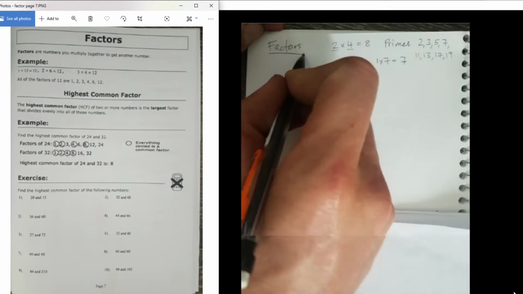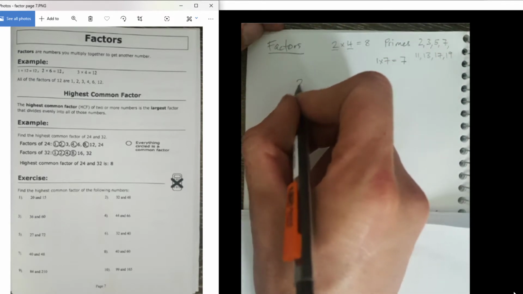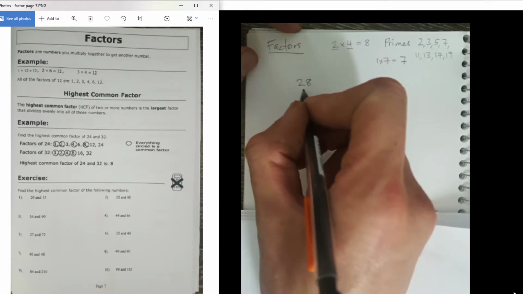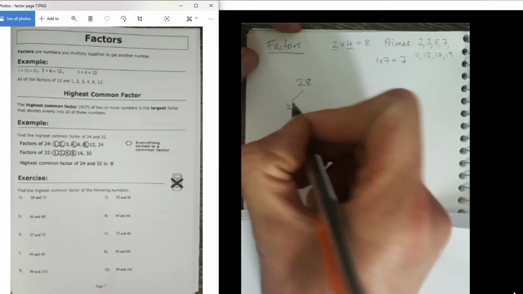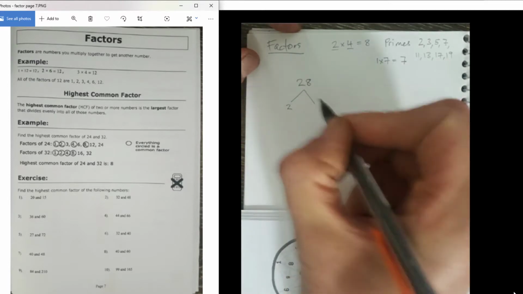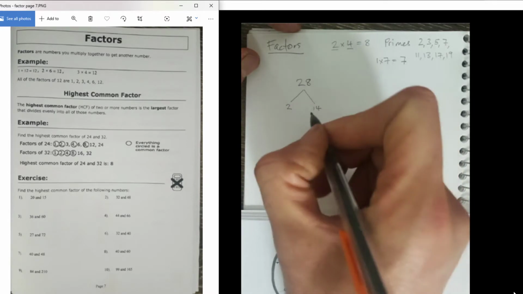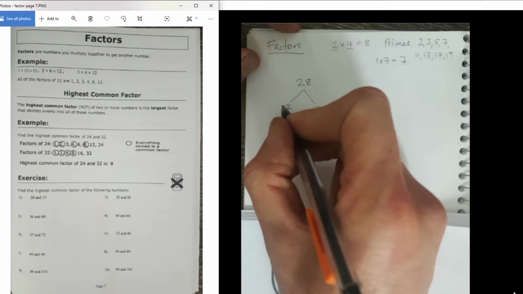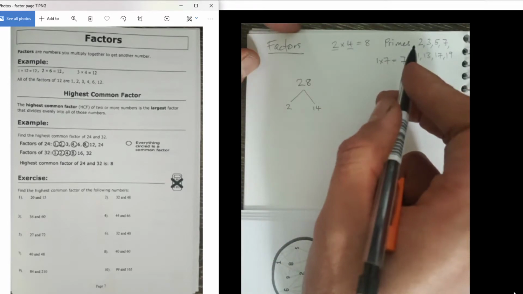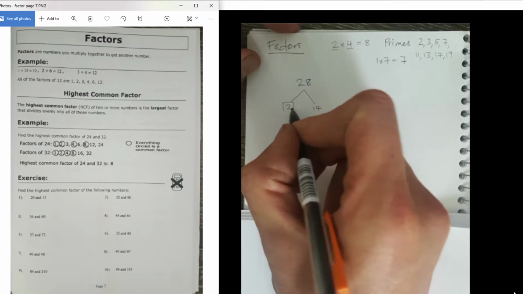So let's say the number 28. Now, how do we get 28? It's an even number, so I know that 2 times something is going to be 28, and that something is 14, because 4 times 2 is 8, and 1 times 2 is 2. Now, because 2 is a prime number, we're going to put a little box around it, because there's nothing we can do to break that down anymore.